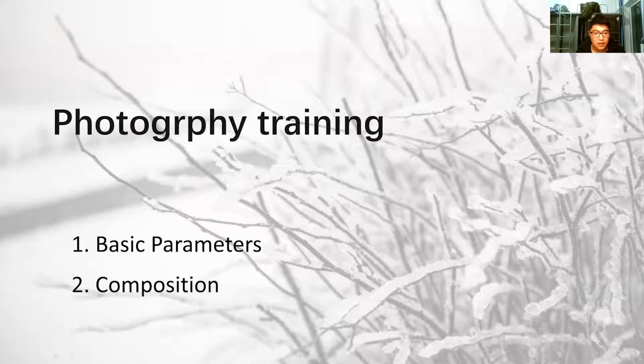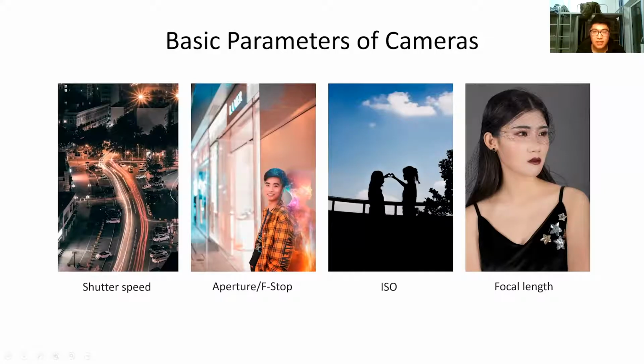Photography training: the first part is basic parameters, and the second part is composition. Let's talk about the first part, basic parameters of cameras. This is not only some basic parameters of cameras, but also some basic parameters in photography, in shooting. So it is very important. I hope you can get some ideas from this.